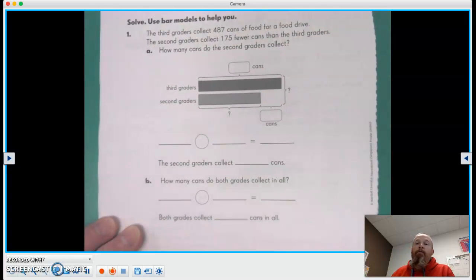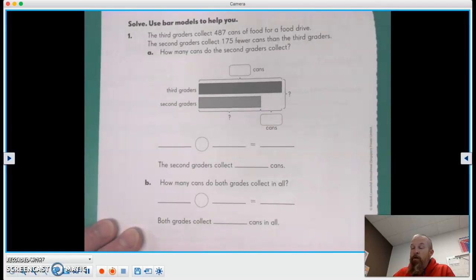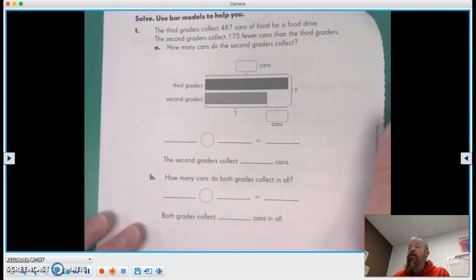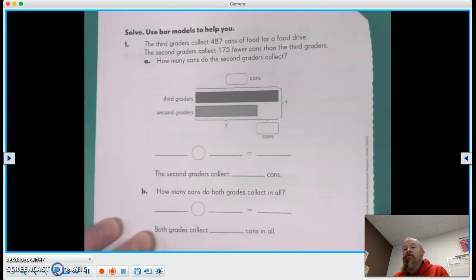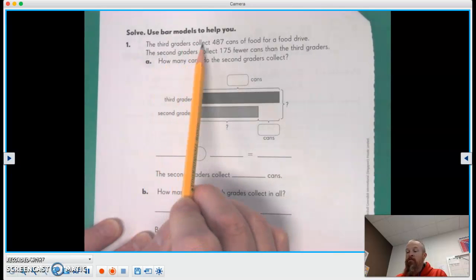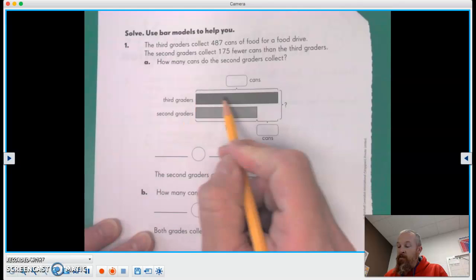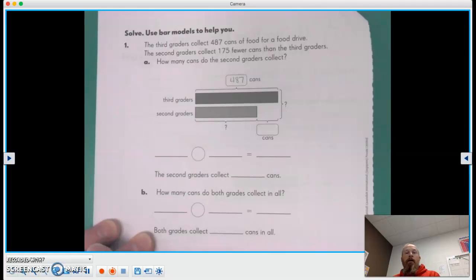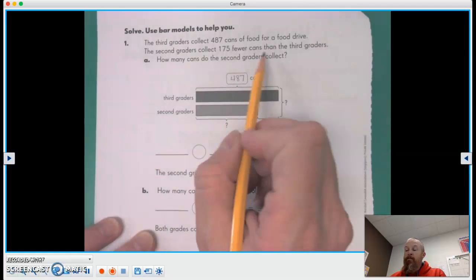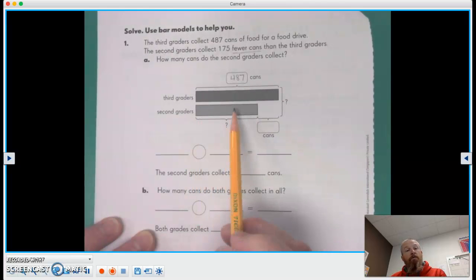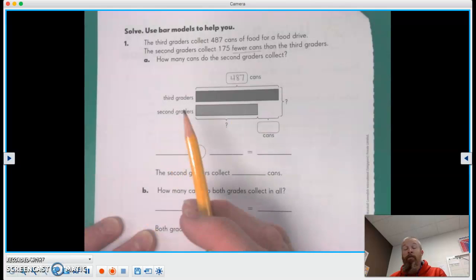The third graders collect 487 cans of food for a food drive. The second graders collect 175 fewer cans than the third graders. How many cans do the second graders collect? All right, well, we know how many the third graders collect because it tells us. The third graders collect 487. So this is for the third graders, and they collect 487. Now, it says the second graders collect fewer cans than the third grade, so they have a bar that's shorter than the third grade because it's less than what the others collected.